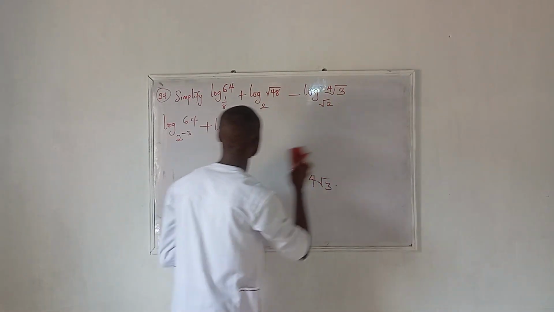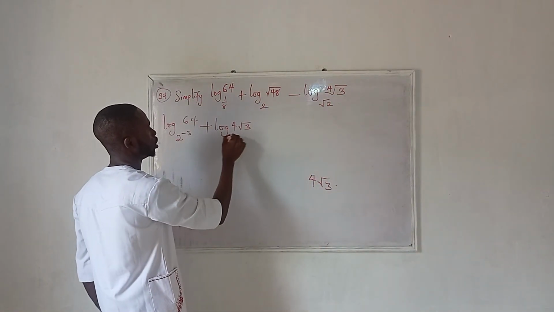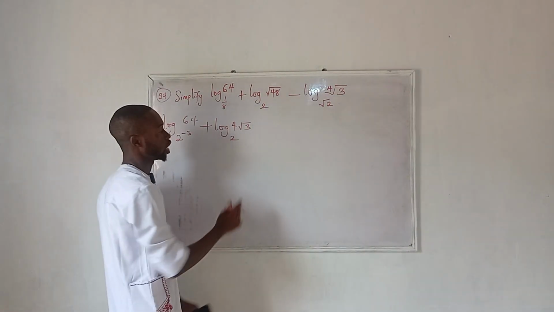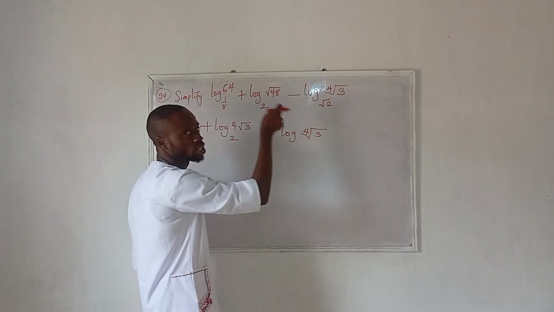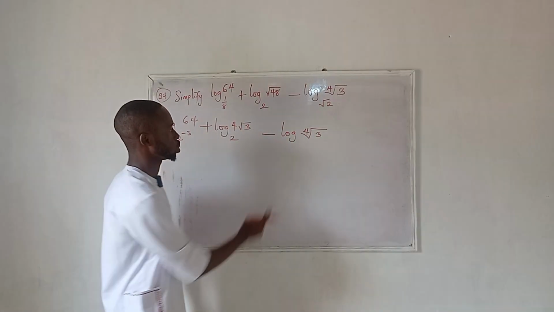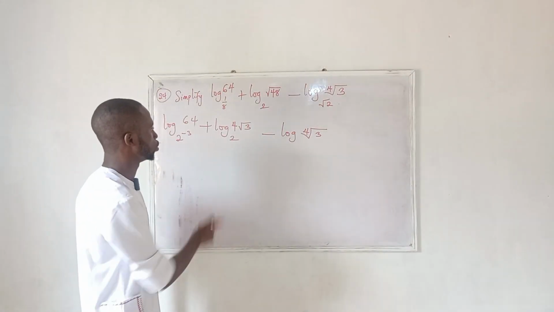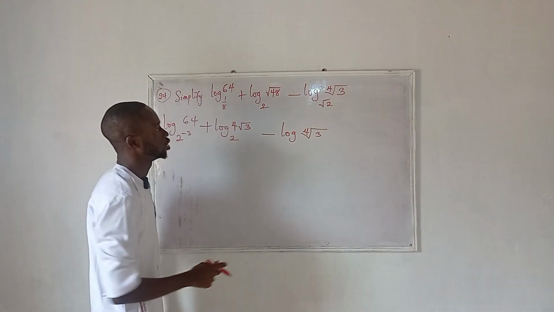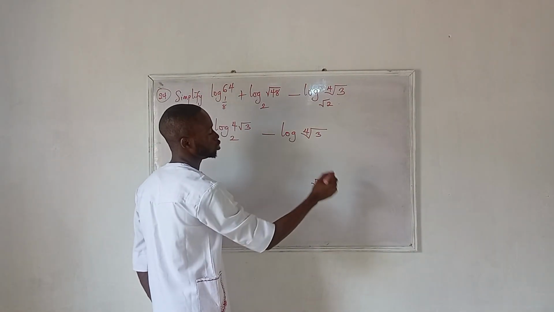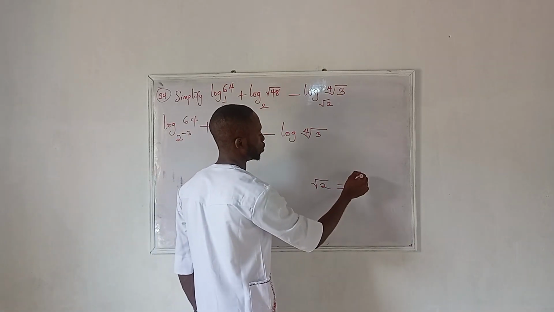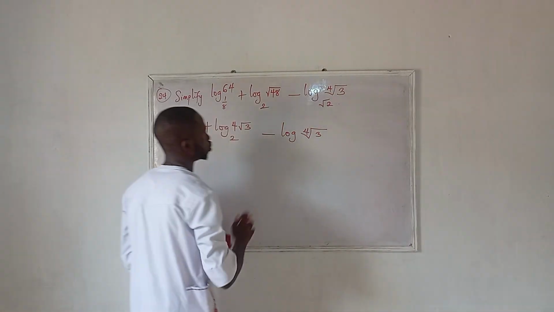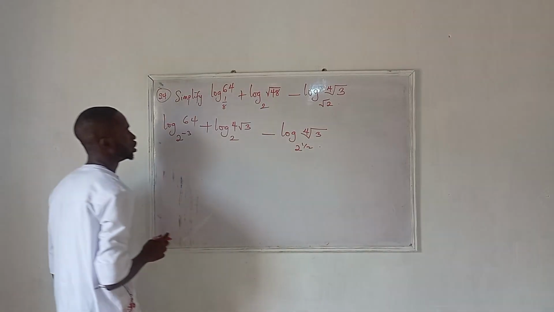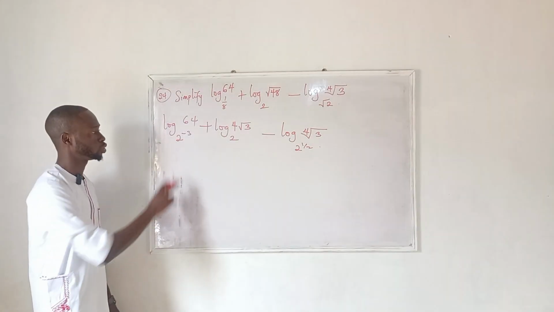So I'll introduce that for root 3 here. 4 root 3 base 2. Then I would have minus log 4th root of 3. This is not 4 root 3, this is 4th root of 3, because it's inside the roots. But this one is 4 root 3. So this denominator base here, that root 2, I can write it as what? 2 raised to the power of what? 1 over 2. So 2 raised to the power of 1 over 2. Now it's looking like we are arriving at our destination because we have 2, 2, 2.